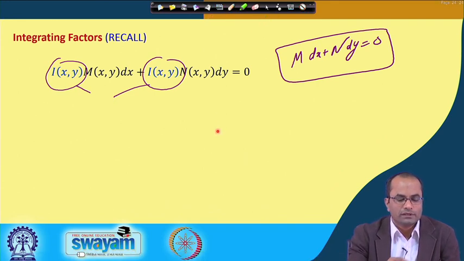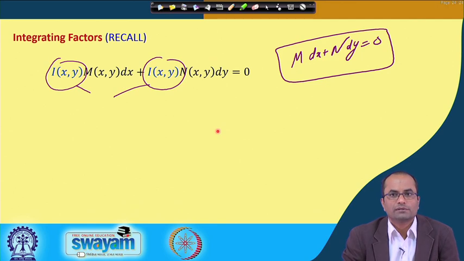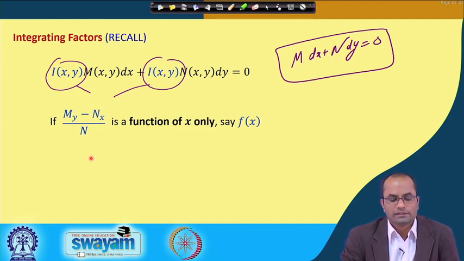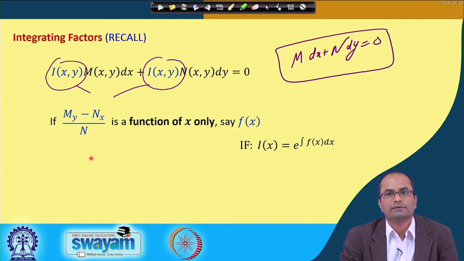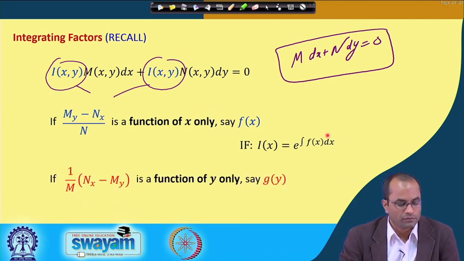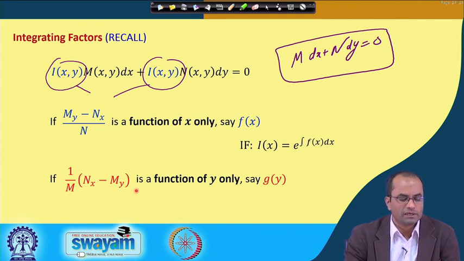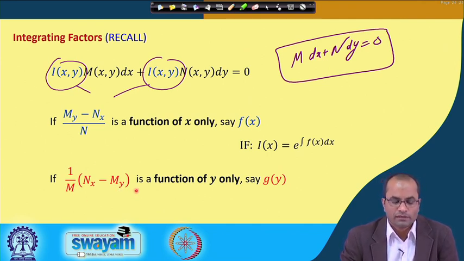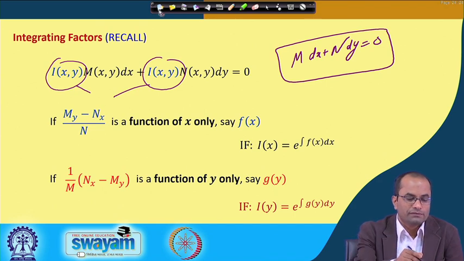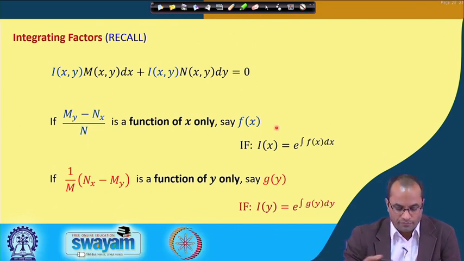And we have also seen how to evaluate the integrating factor in some special cases. One of them was that if (M_y minus N_x) over N is a function of x only, say f(x), in that case we can evaluate the integrating factor simply by e to the power integral f(x) dx. And also in this case, 1 over M times (N_x minus M_y), if this is a function of y only, let us call it g(y), in that case also we can compute the integrating factor as I(y) equal to e to the power the integral of this function g(y) dy. So, we require this knowledge of how to evaluate the integrating factor in these special cases in today's lecture.